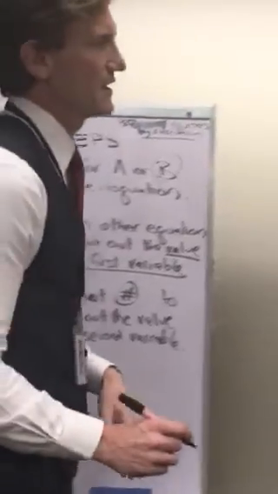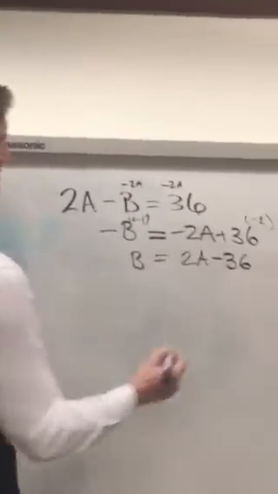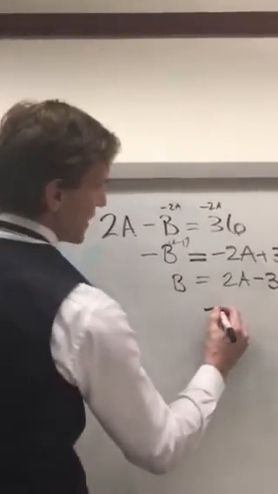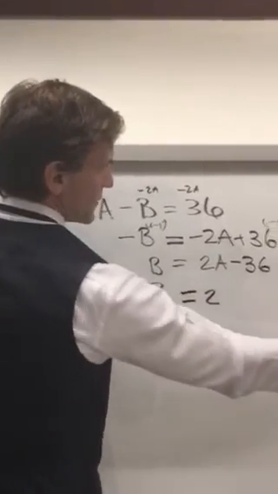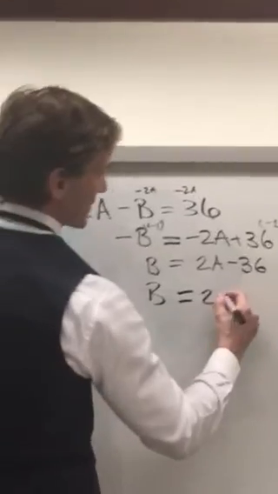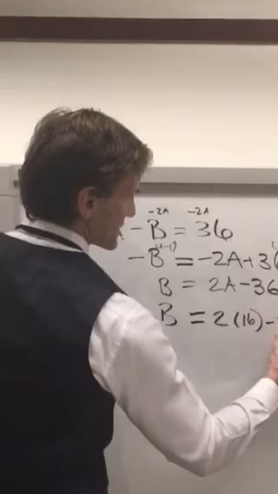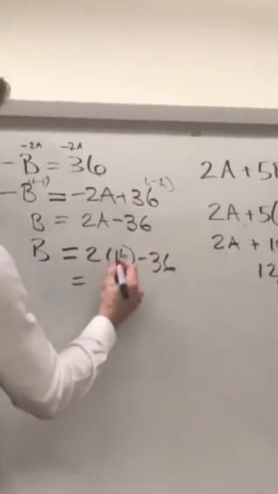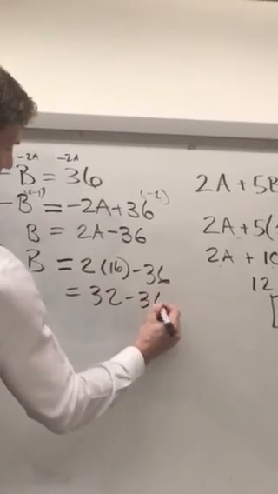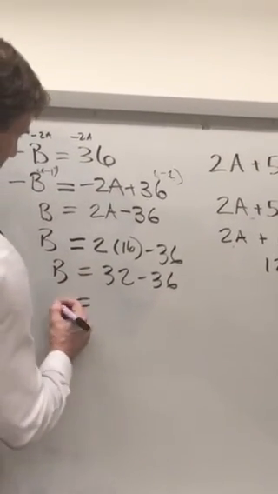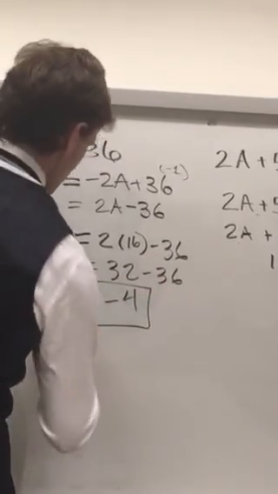The last bit isn't particularly hard. Now I just go back to this one. We say B equals 2A minus 36. We figured that out already. So now I'm going to go B equals 2 times, and instead of putting in A, I'm going to put in 16 because we already know that's the value, minus 36. Expanding that out comes to 32 minus 36. So B is equal to minus 4, and A is equal to 16.